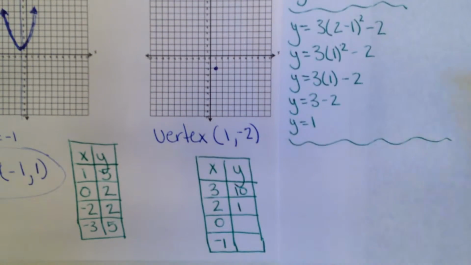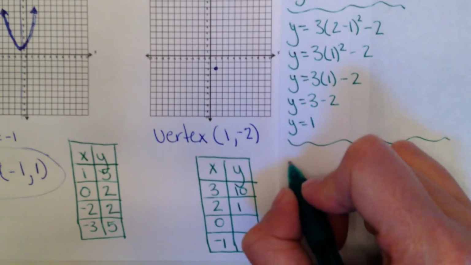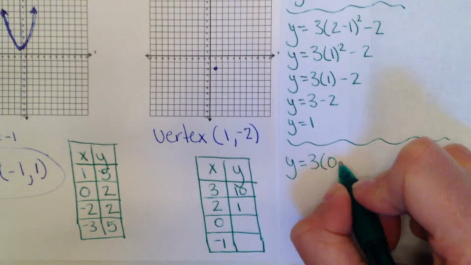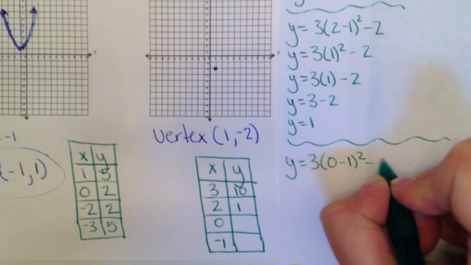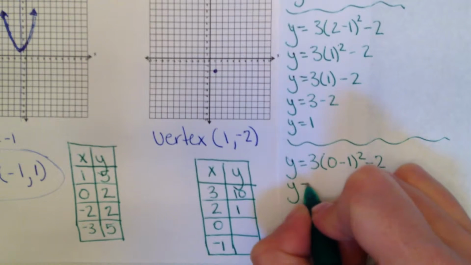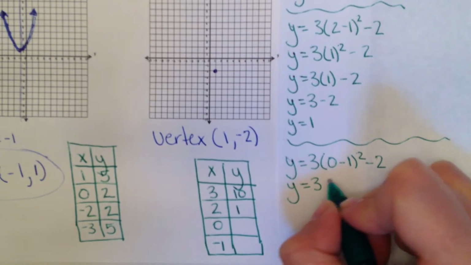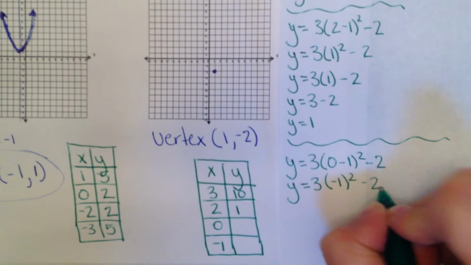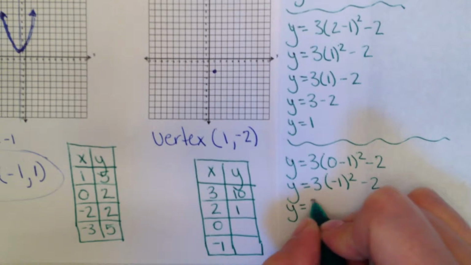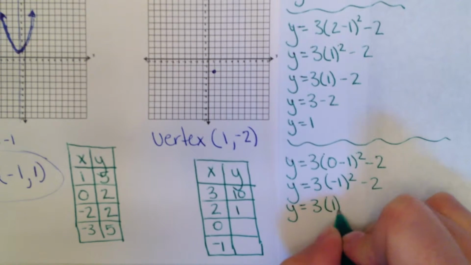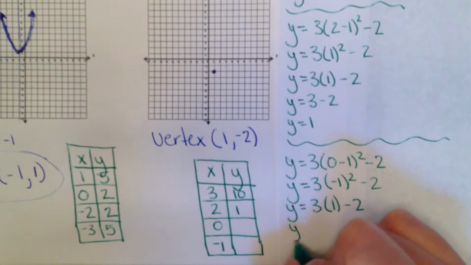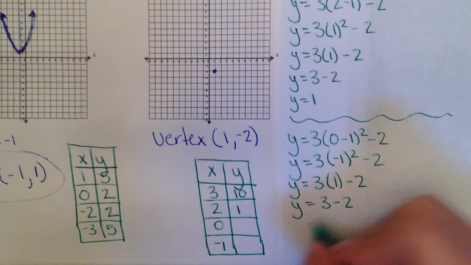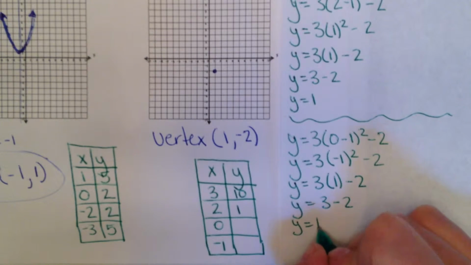Plugging it into the equation, x value of 0, we have y equals 3 times 0 minus 1 squared minus 2. Y equals 3 times, well, 0 minus 1 is negative 1 squared minus 2. 3 times negative 1 squared is 1 minus 2. 3 times 1 is 3 minus 2, which leaves us with 1.